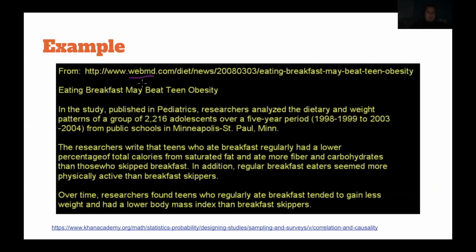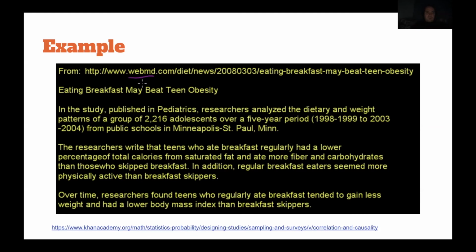And I have here another example of this correlation implies causation, which is that someone published this. This is from Karakadi also. Someone published this article in 2008 on this website where it says, eating breakfast may beat teen obesity. So basically what they're saying is, and look, it's a very interesting causality situation: if you eat breakfast, then you may beat obesity.